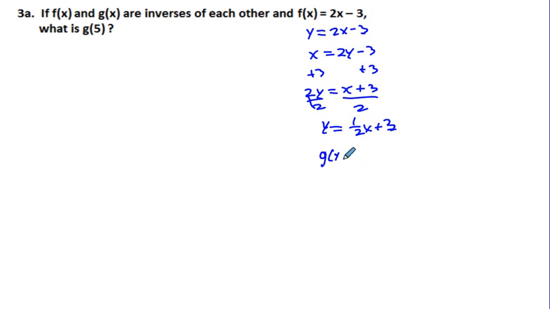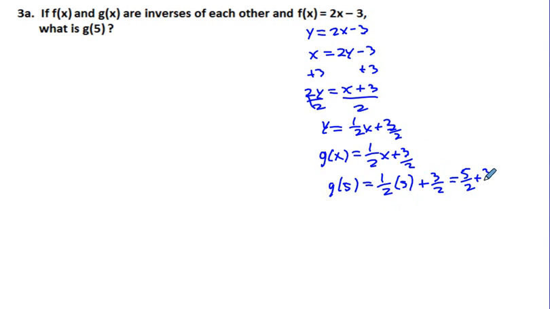So g of x equals 1/2 x plus 3/2, and we're asked what g of 5 is. Well, g of 5 is going to be equal to 1/2 of 5, well, that's going to be 5/2, plus 3/2, which is equal to 8/2 or 4. So g of 5 is equal to 4.